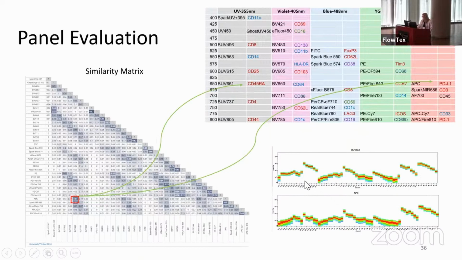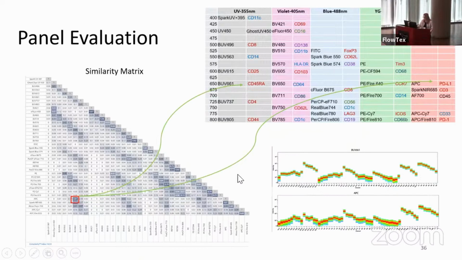Here's what the spectra look like for this. This is the BUV661, and you can see that its peak is a UV here. But everything out past the YG looks extremely similar to APC, right? You can see that those are not going to be easily distinguished. And this is going to make them more similar than most other pairs. So what am I going to do to fix this?